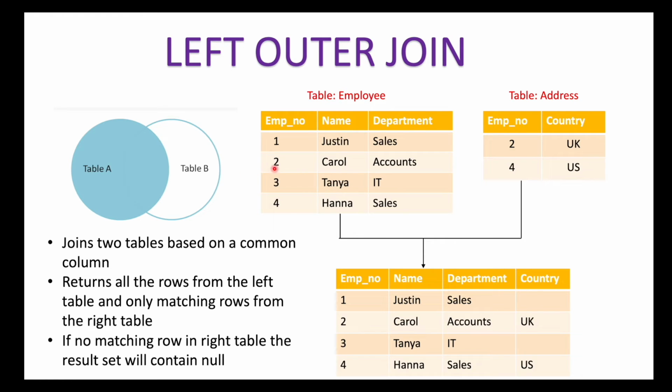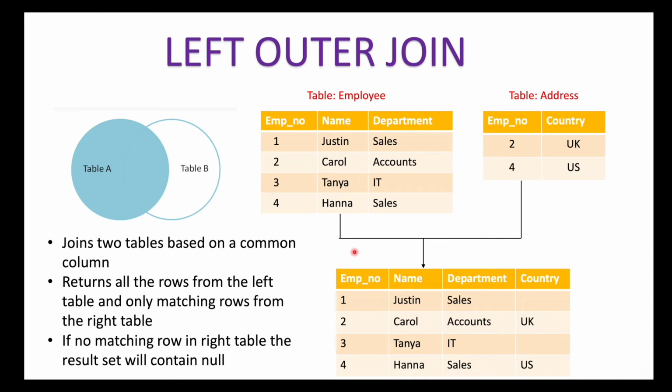Now employee number 2 is present in both the tables, so all the values will be fetched from both the tables. Employee number 3 is not present in the address table, so all the values from the employee table will be fetched and the country will be null. For the fourth record, employee number 4 is present in both the tables, so all the values will be fetched. I hope the left outer join is clear.